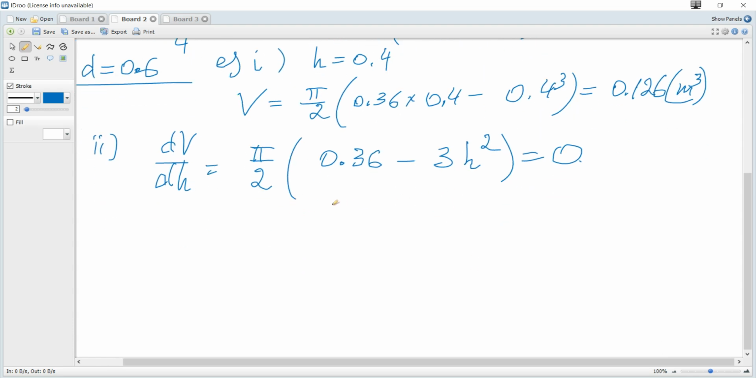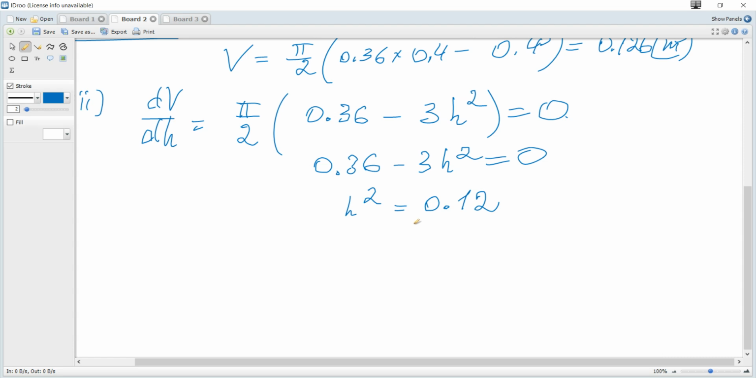It can be 0 only when 0.36 minus 3h squared is 0, hence h squared is 0.36 divided by 3, which is 0.12. In general, h is plus or minus square root, but since h is greater than 0, h is only the positive root, because h is a length and it cannot be negative.